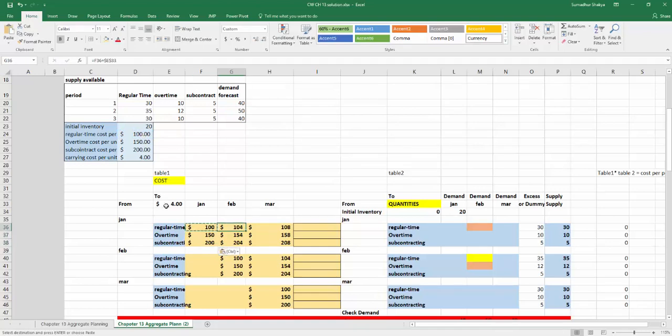Now, if something was to be produced in regular time in the period of January, but was used for the period of February, then we have to add 100 plus the carrying cost, which I've added here. I'm going to freeze this cell. Okay, like that.